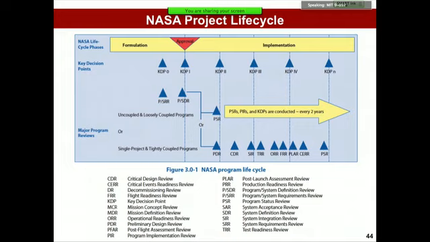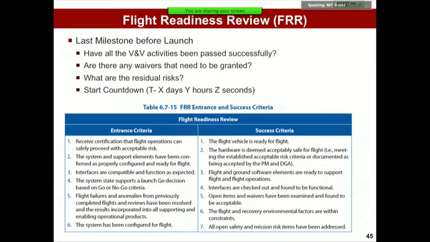Okay, so the last thing I want to talk about for a minute or two is the FRR, the Flight Readiness Review, which is one of the later milestones. And what happens at the FRR? It's essentially your last chance to raise a red flag, right? This is the last milestone before launch. Have all the V&V activities been passed successfully? Are there any waivers that need to be granted? What are the residual risks we just talked about? And then, after the FRR is passed, you actually start the countdown, right? T minus X days, Y hours, Z seconds to an actual launch or a product launch, whatever it is.